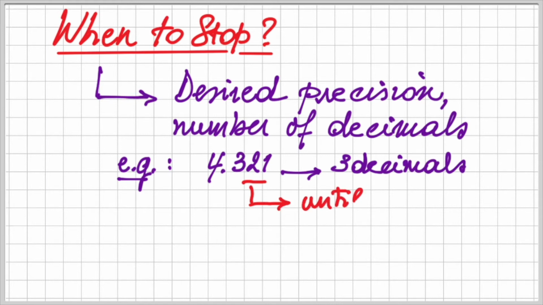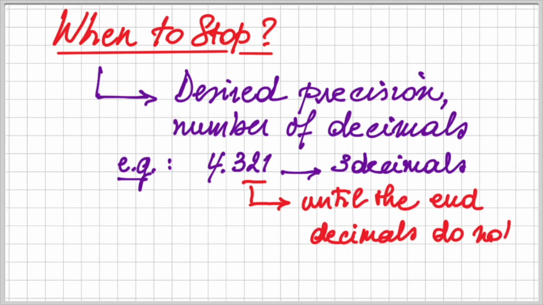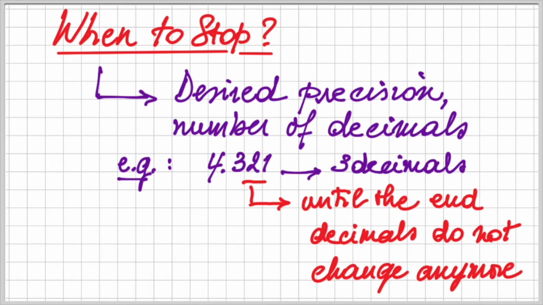Now, this means that we continue the calculations. In this case, if we want to have 3 decimals, we continue the calculations until those 3 decimals do not change anymore. So with the next iteration, we can find 4.321 and something, but the 3 decimals that I need are not changing anymore. So that's important to decide on what you're doing, and it all depends on the practical use.